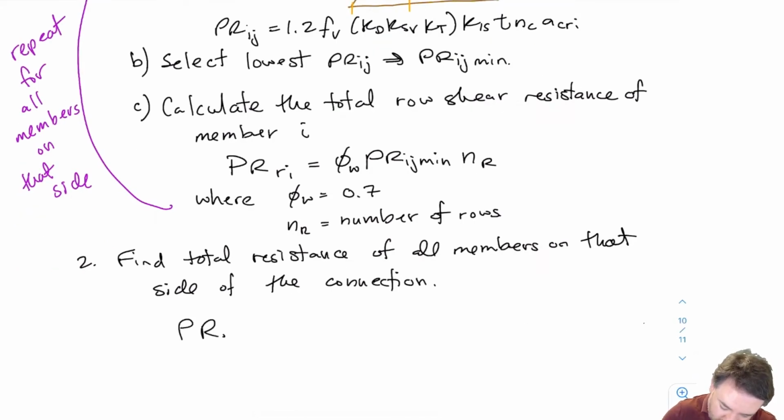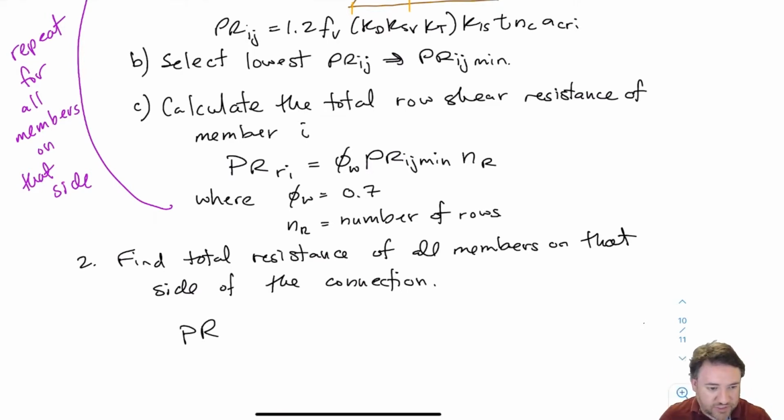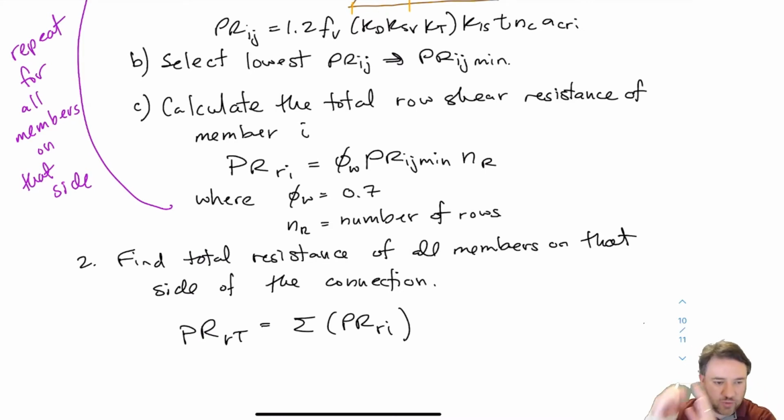Then in the standard, PRRT stands for: P is a compression tension resistance, R is for row shear, small r means resistance, T means total. It is the sum of all the PRI, R for resistance, I for which member. Member 1, I equals 1, or member 2, I equals 2. So if I have 2 members, I just add those strengths together and I get my total row shear resistance for that side, either the left side or the right side. And if I have wood members on both sides of the connection, then I'm going to have to repeat this entire process again for that side of the connection. And that's it. Once I have PRRT, that's my row shear strength for that side.